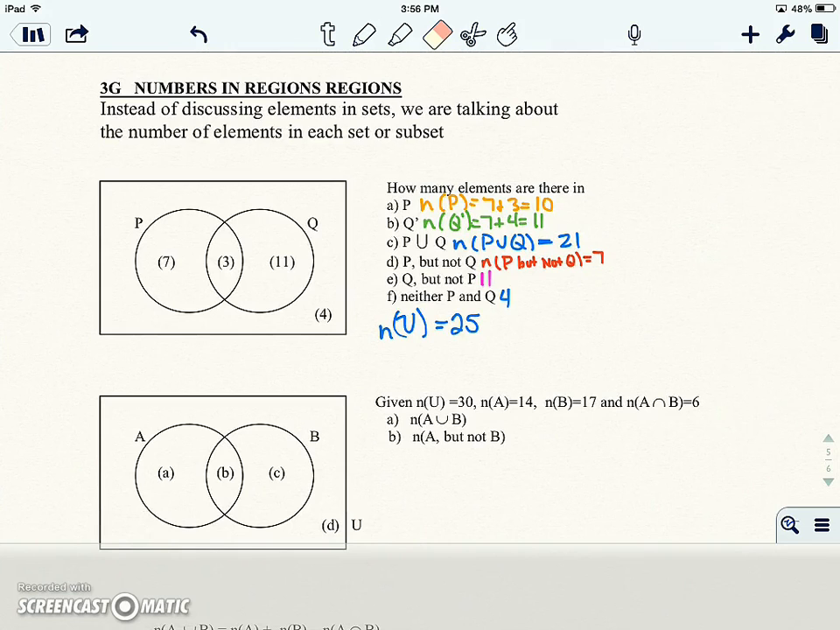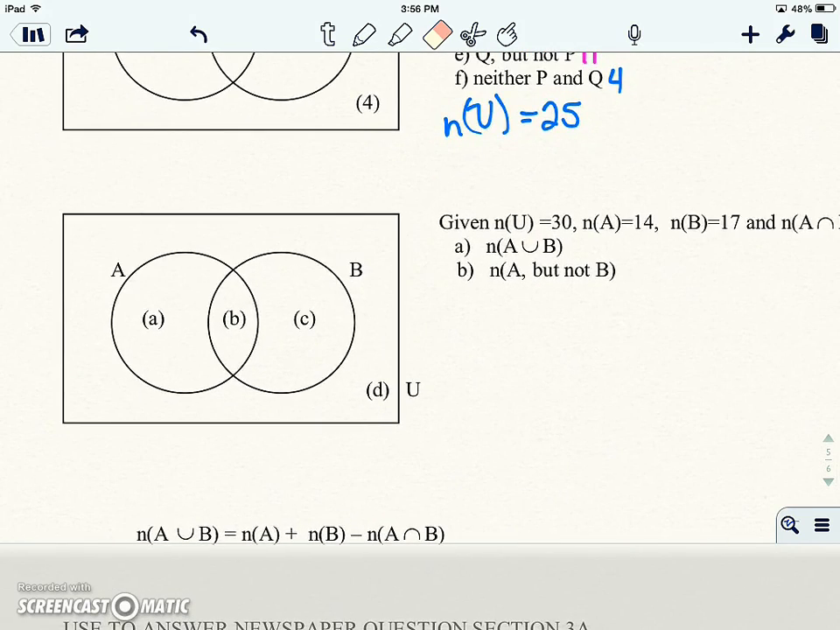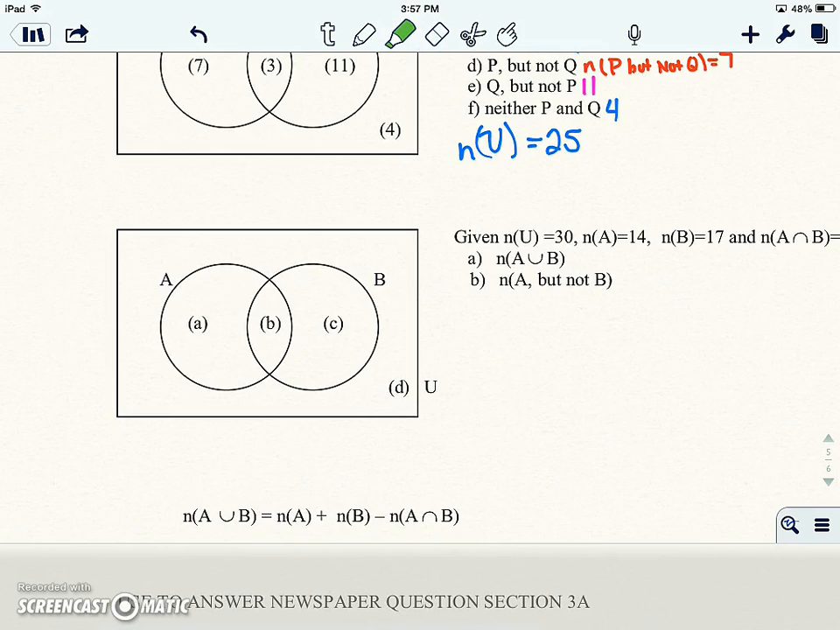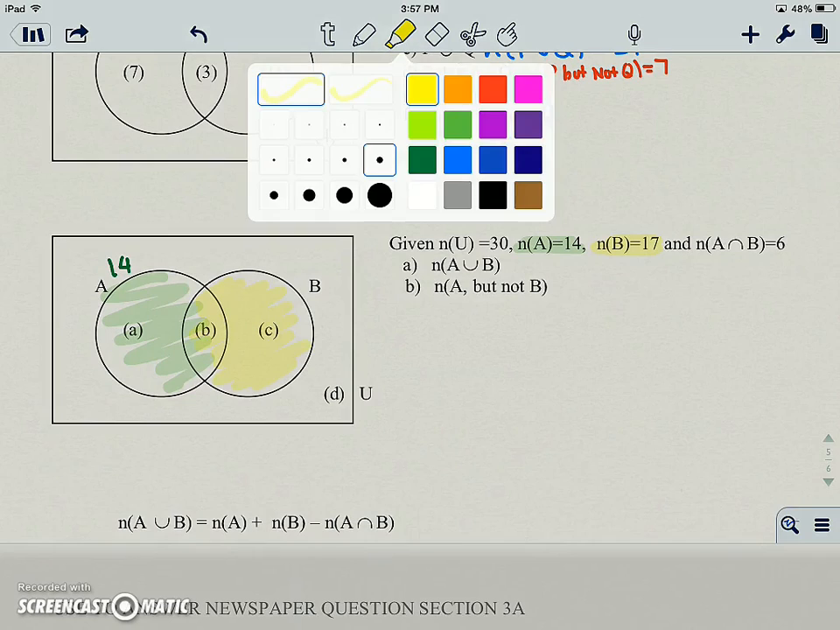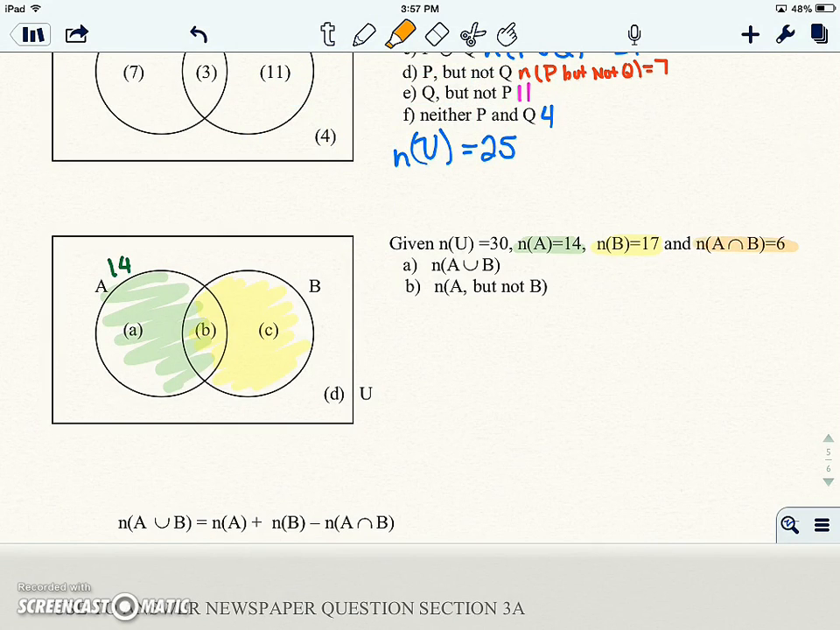But now it's asking us to add and subtract. So it says, given that we have some universe that has 30 things in it, the number in A is 14. So everything in A, there are 14 of them. Okay. In B, there are 17 things. And in A intersect B complement, there are 6. So I know there are 6 items in here. Okay, and it says how many are in A union B?